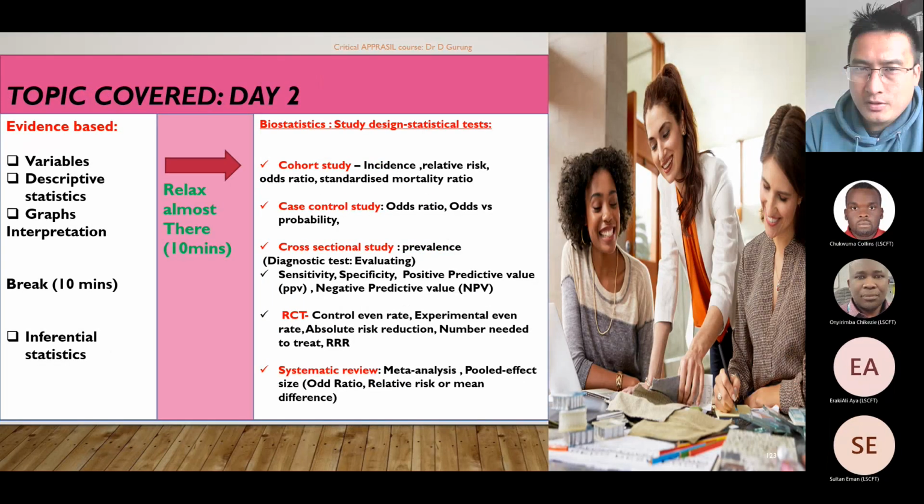Okay, but this session, there's a lot of concept that you have to understand. So let's begin today's session. So far, 5 people is present over here, but anyway, we'll continue the session.